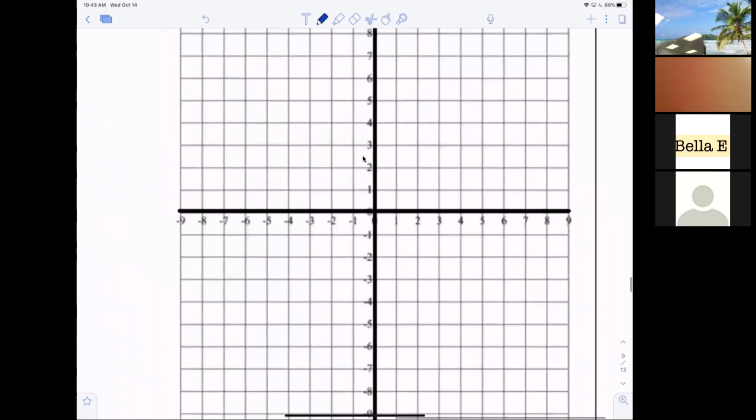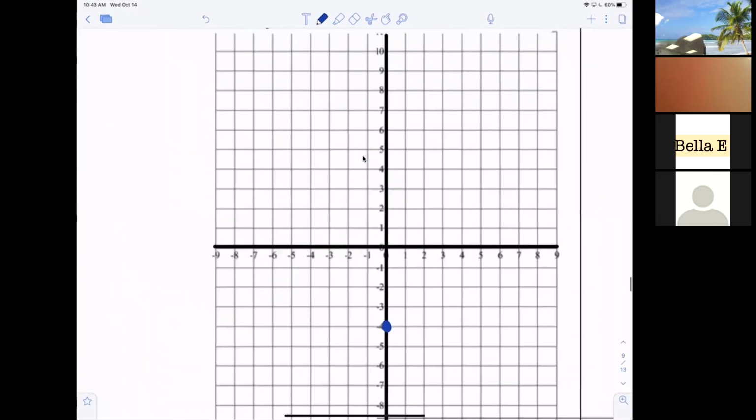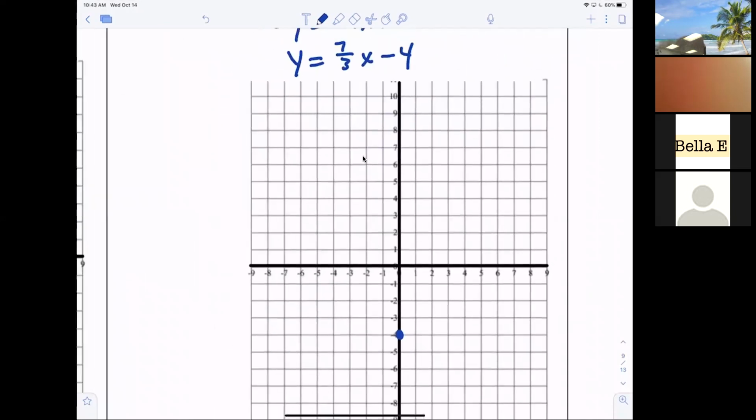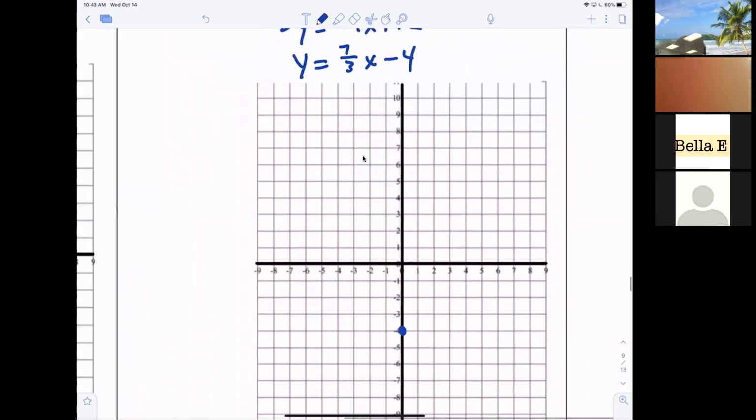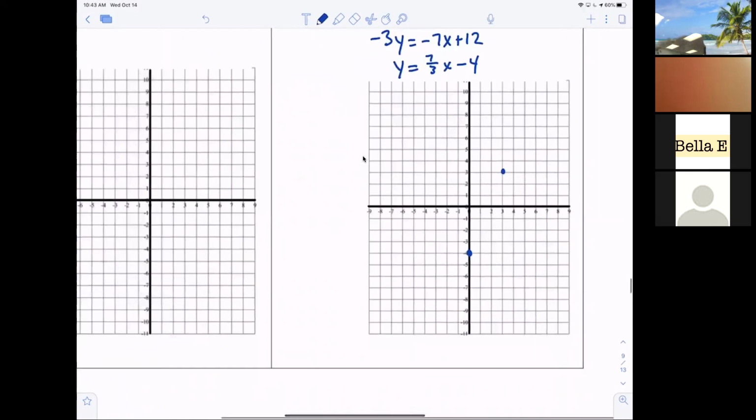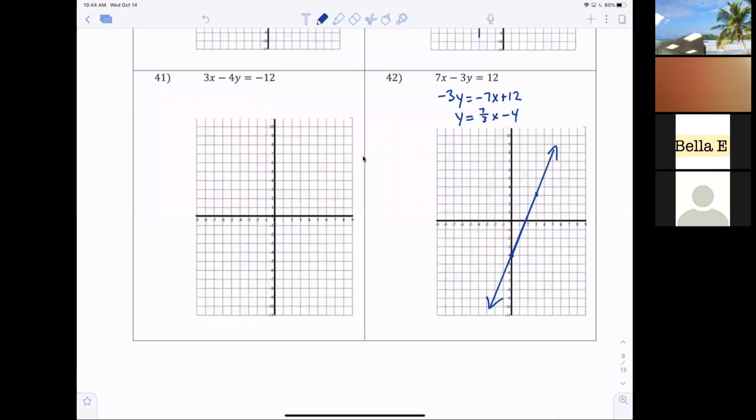Go to negative 4 on the y-axis. Yeah, not on the x-axis. Brilliant. Now what? Go up 7. And then what? You go to the right. Wow, brilliant. Thank you. All right. That's it.